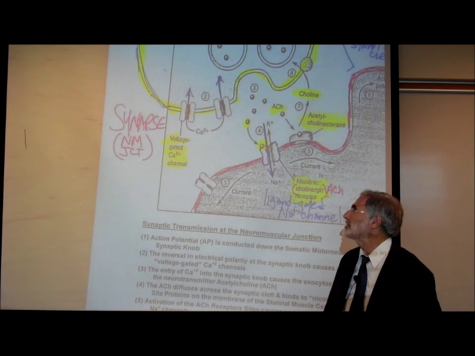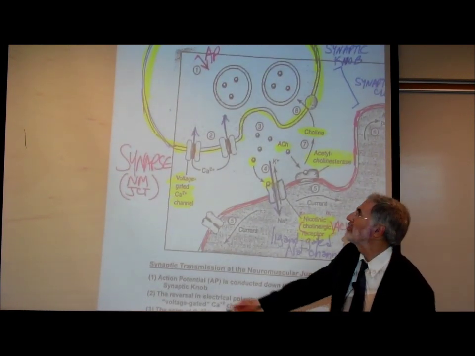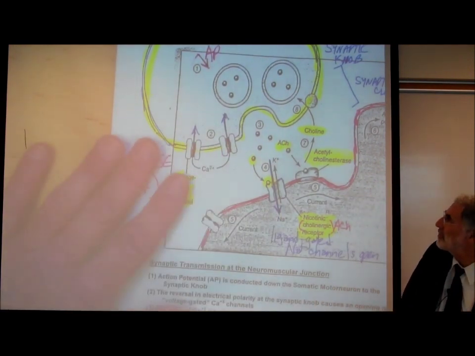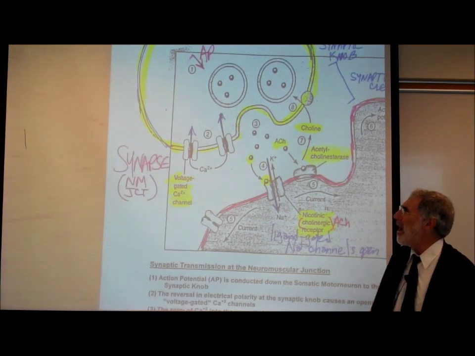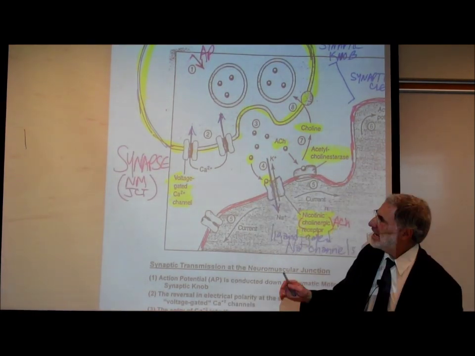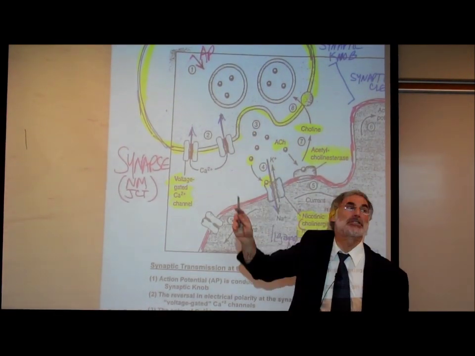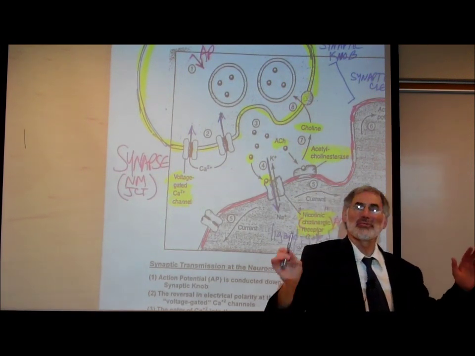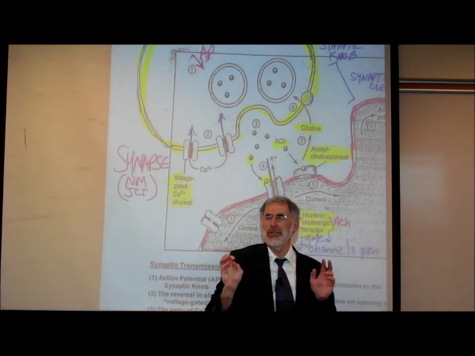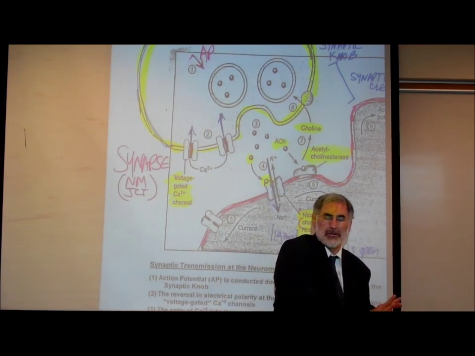Why are they called voltage-gated calcium channels? Because what causes them to open was a change in the voltage of the synaptic knob when it reversed electrical polarity. Now, why does calcium have to flow in? Why do we even care? Calcium has to flow in to cause the neurotransmitter to be released. This is really a common concept. Calcium has to flow into a neuron in order for any neuron to release its neurotransmitter.